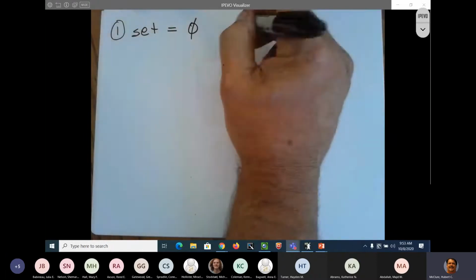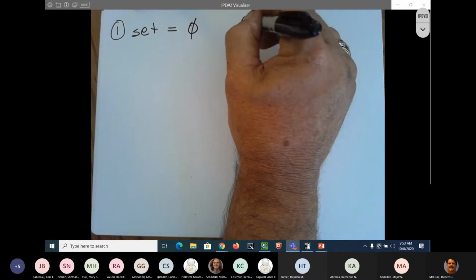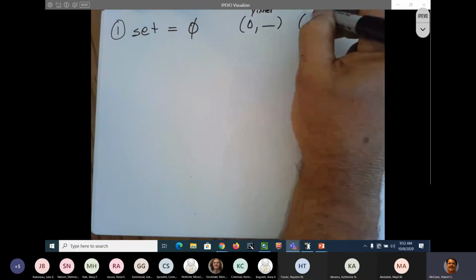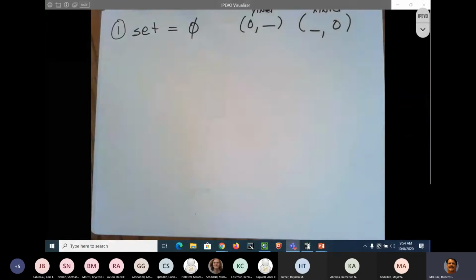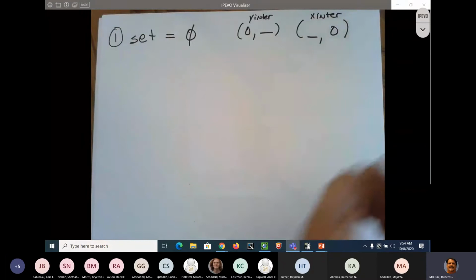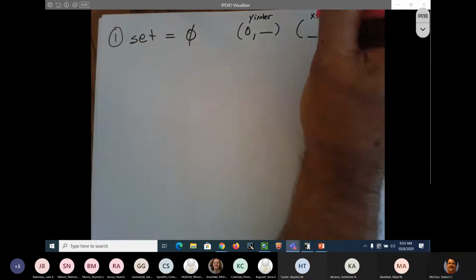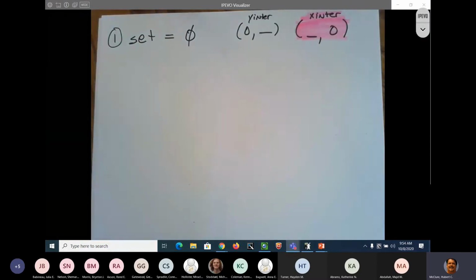Remember, when you find your y-intercept, you set x equal to 0. When you find your x-intercepts, you set what equal to 0? Y equal to 0. And that's basically what you're doing when you're solving a quadratic equation. You're finding the x-intercepts. That's what you're doing. The good thing about completing the square is that it gives you everything.